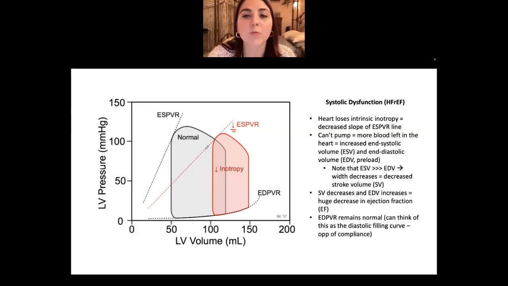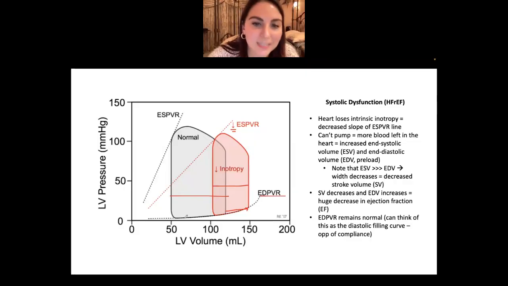The heart can't pump, so now there's more blood left in the heart. That's going to increase your end systolic volume. So instead of being here, now it's all the way up here. And it's going to increase your end diastolic volume, which is basically your preload. But your end systolic volume increases way more than your preload does. So that's going to decrease the width, and that's when you see the decrease in stroke volume. Because remember, stroke volume is the width of this, so this has gone down more than normal. End systolic volume increases a lot, and end diastolic volume increases less. That's going to be a huge decrease in your stroke volume. Okay? Sorry, in your ejection fraction.